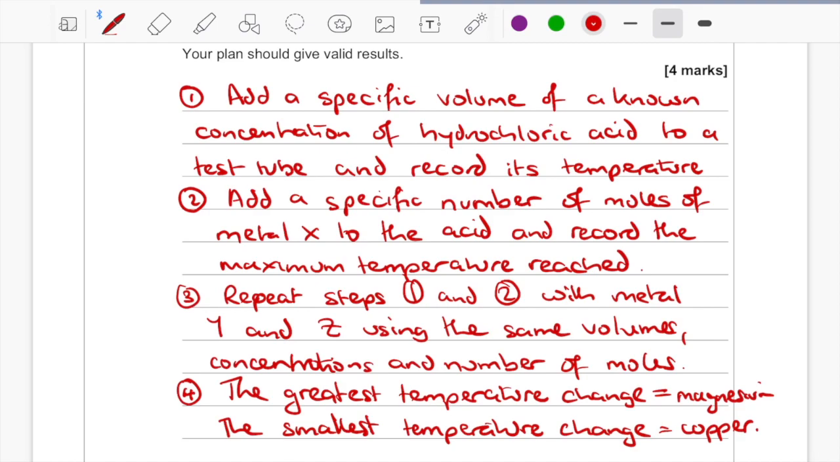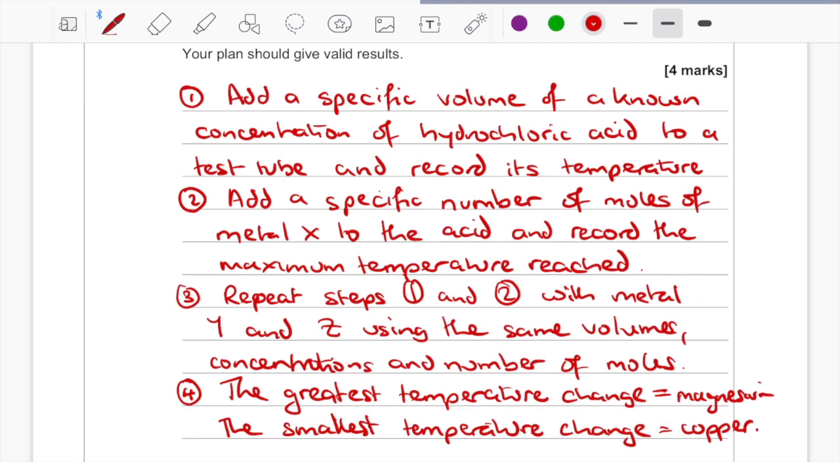Okay, so things to watch out for is think actually what it is you're measuring, and what you're changing is the metal. So then how are you measuring? What's your dependent variable? So you could have picked the number of bubbles, or the rate of bubbles, or how much it's bubbling. The rate of bubbling, actually, sorry. I've gone for temperature change, so that's my dependent variable.